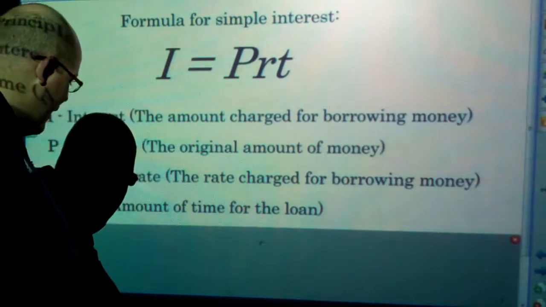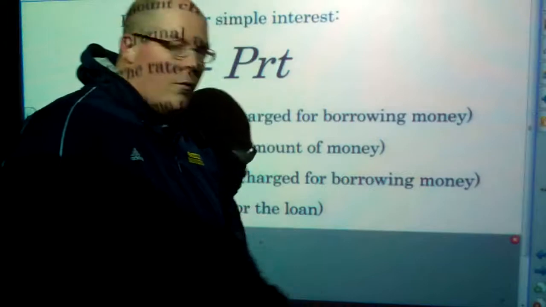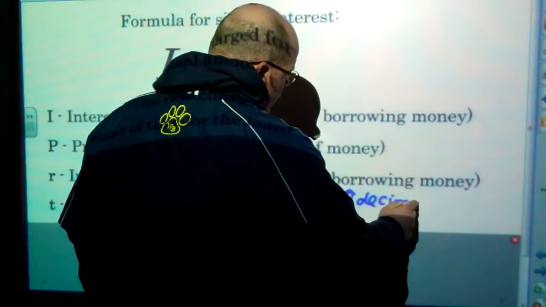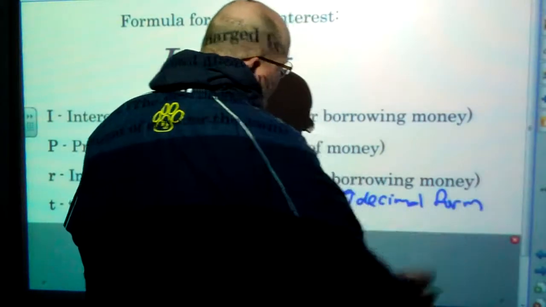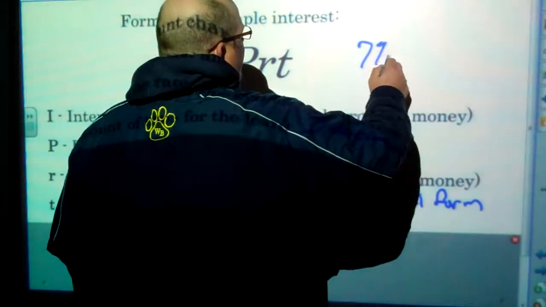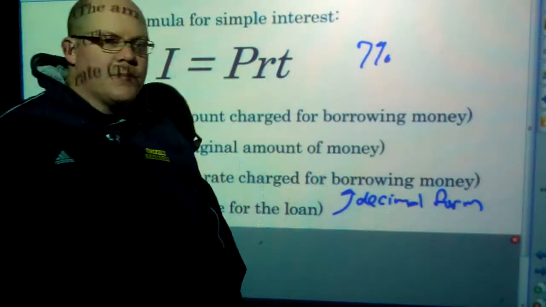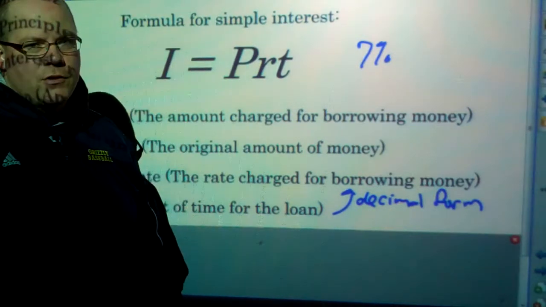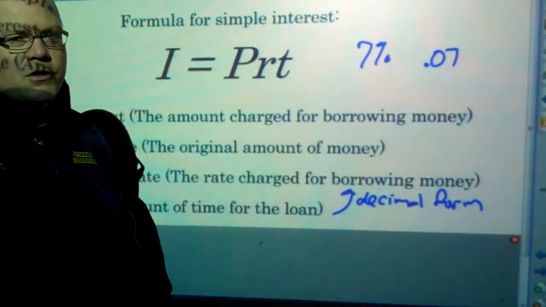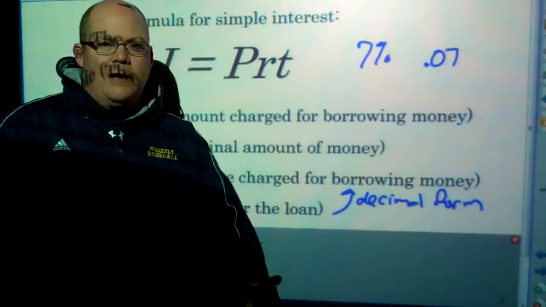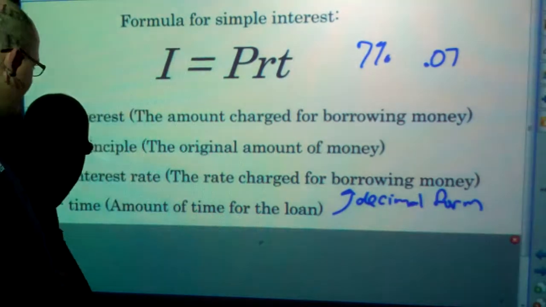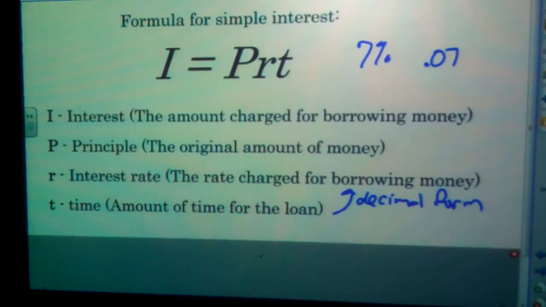Now, when we do our multiplication, our R will always be in decimal form. So if they say, hey, the interest rate is 7%, we've got to convert that 7% to decimal right before we put it into our formula. So 7% as a decimal is 0.07. You can always work back in your notebook on how to convert percents into decimals using Dr. Pepper.